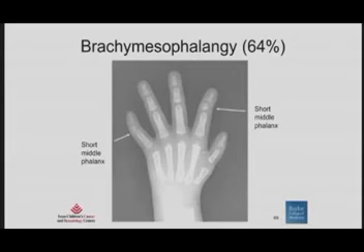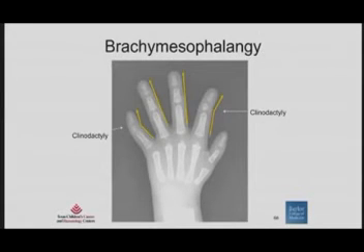So this is an X-ray where the bones appear white and the other tissues appear darker. And this is an example of brachymesophalange that was seen in 64% of RTS patients. And what this means is that the middle bone of the fingers is shorter than it should be. And typically this occurred in the index finger and the fifth fingers together. Here you can see the brachymesophalange with associated clinodactyly, which is just the curving of the fingers.